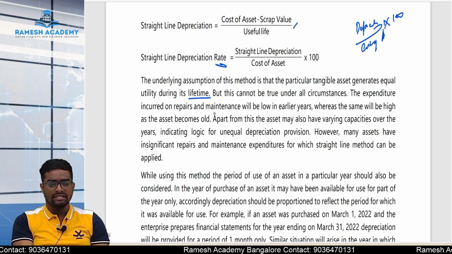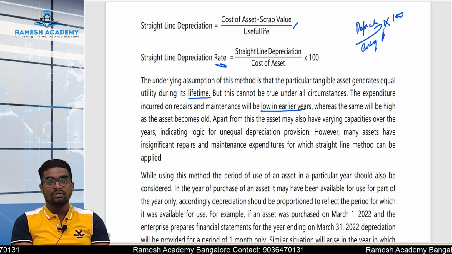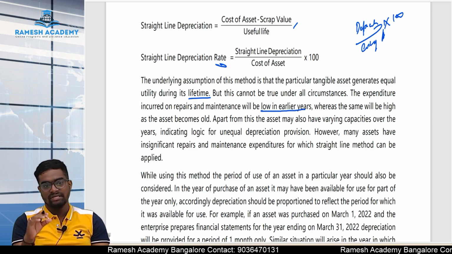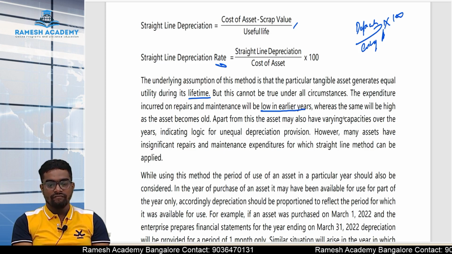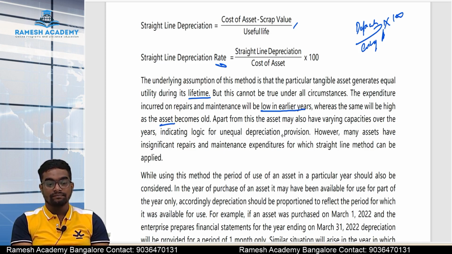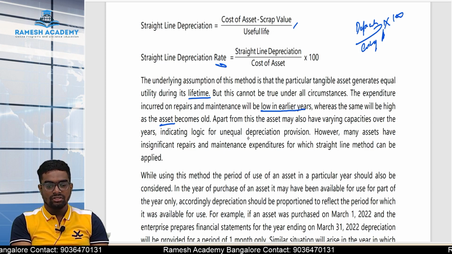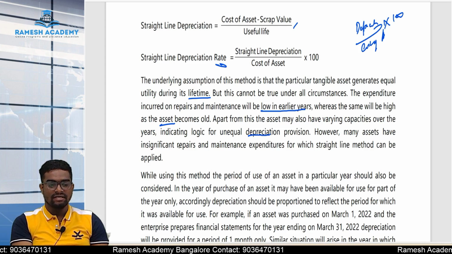The expenditure incurred on repairs and maintenance will be low in the initial years, obviously, because it is a new asset, the repairs and maintenance cost will be less, whereas the same will be high as the asset becomes old. Apart from this, the asset may also have varying capacities over the years, indicating logic of unequal depreciation provision. However, many assets have insignificant repairs and maintenance expenditure for which straight line method can be applied.